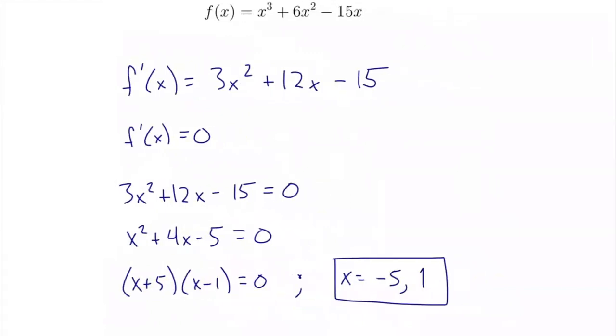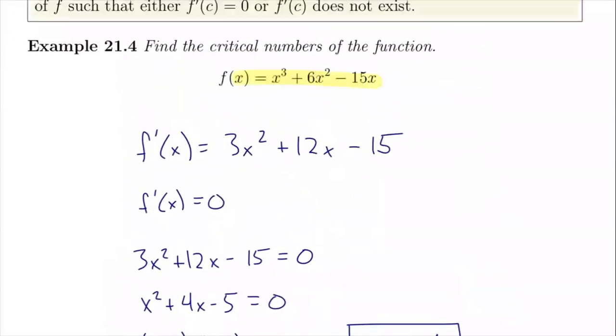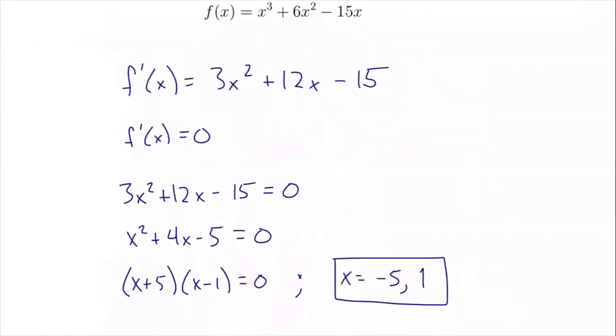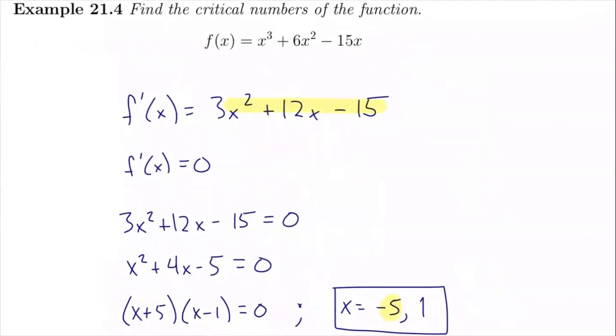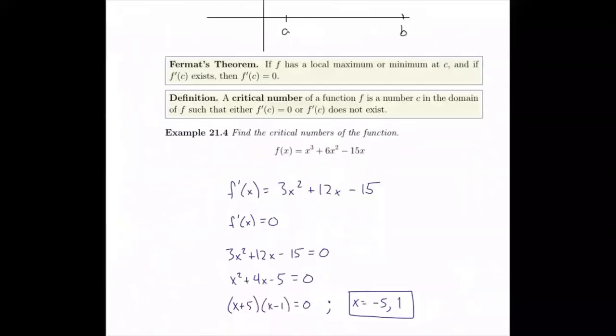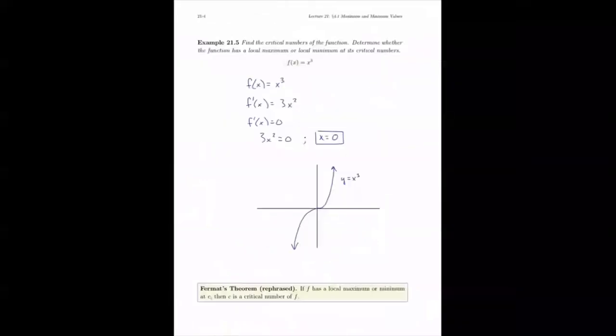steps with these things. So our critical points, or critical numbers, I should say, of this function, our original function, are the values of x that make its derivative 0. And we could check if we wanted to. When we plug in -5, we'll get a 0. When we plug in 1, we'll get a 0 as well. So those are our critical numbers for this. Now, our critical numbers are candidates for where we may or may not have local maxima or minima. So let's have a look.